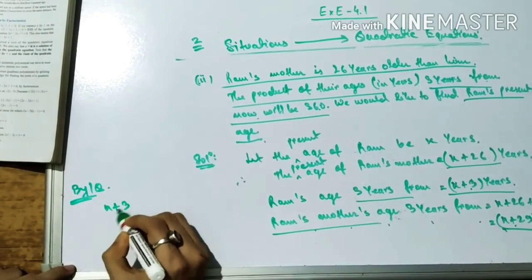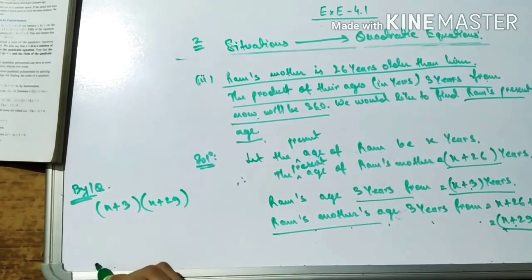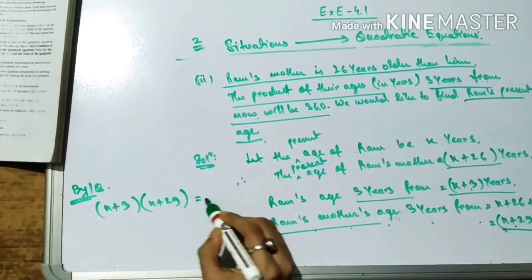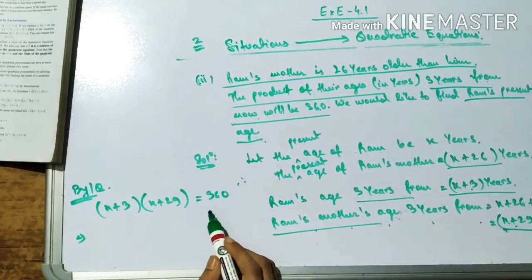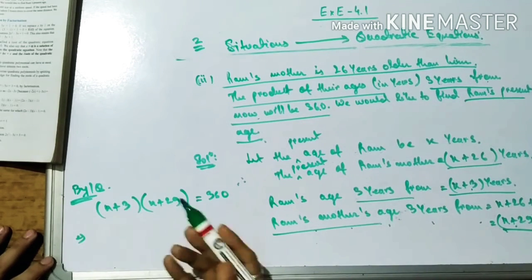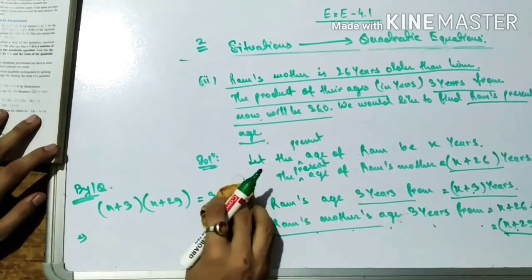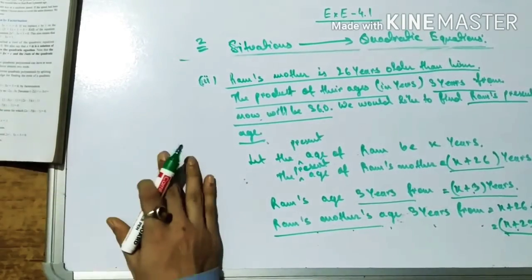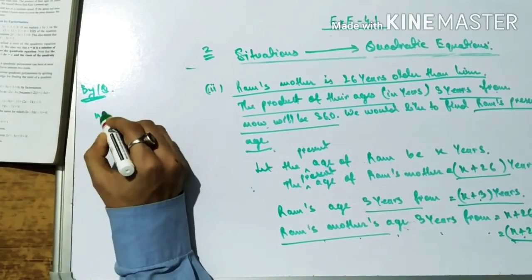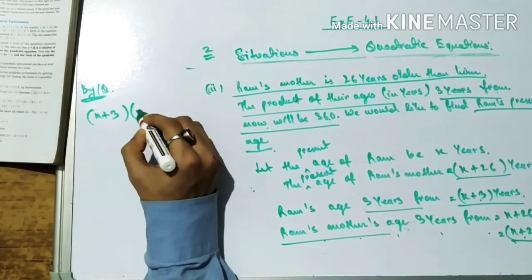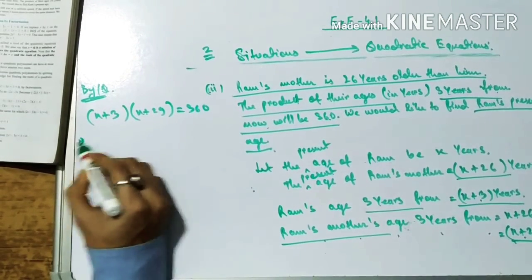I can write x plus 3 into x plus 29 is equal to 360, given. So this one I will have to solve, and I will have to bring it into the ax square plus bx plus c is equal to 0 form. Let me write it a little bit higher: by question, x plus 3 into x plus 29 is 360, given. Let me solve this one.